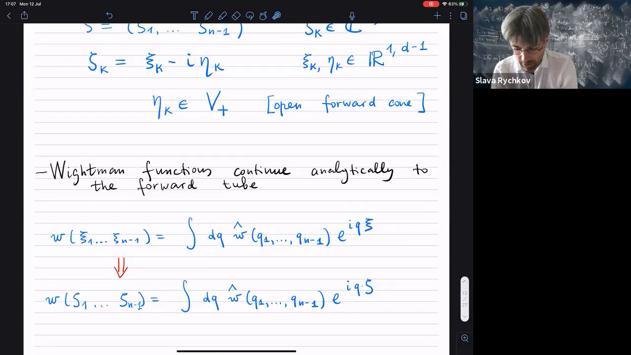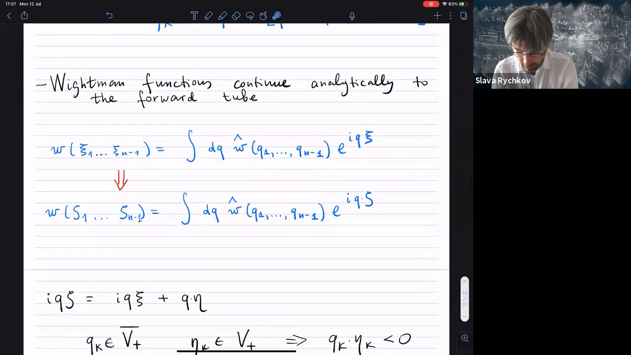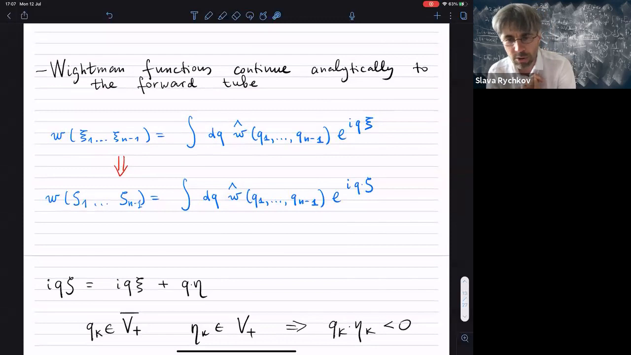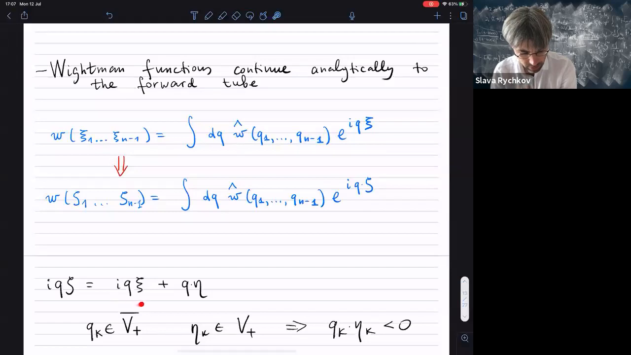So this equation needs a little bit of explanation. One reason why this looks sensible is that if you write up the inner product, the exponential e to the i q zeta, then this is e to the i q xi plus q eta. And as we said, eta is supposed to belong to the open forward light cone, and q's are supposed to belong to the closed forward light cone. At least that's where the distribution W hat is supported. And so the inner products q_k, eta_k are all negative by this condition.